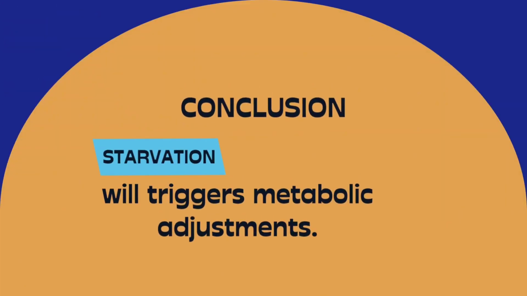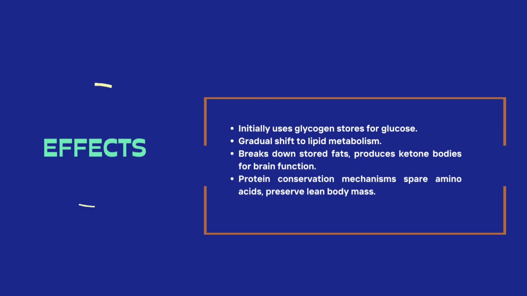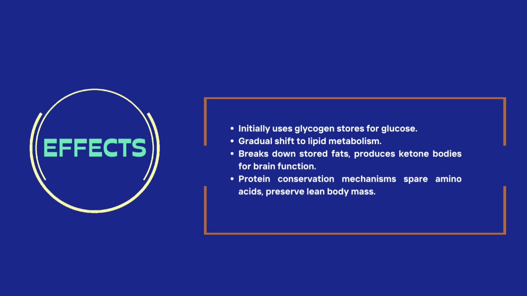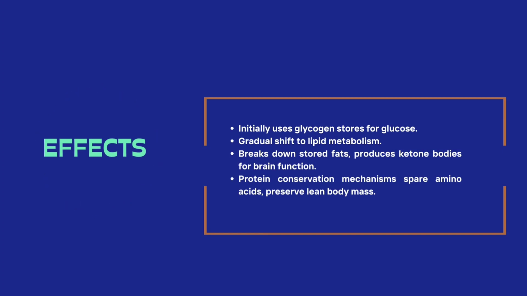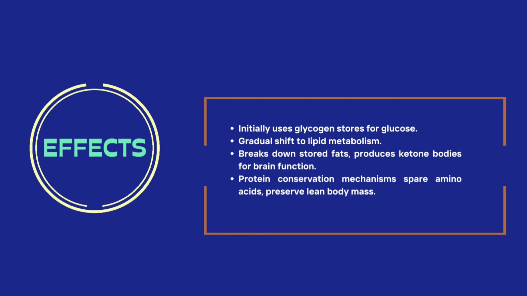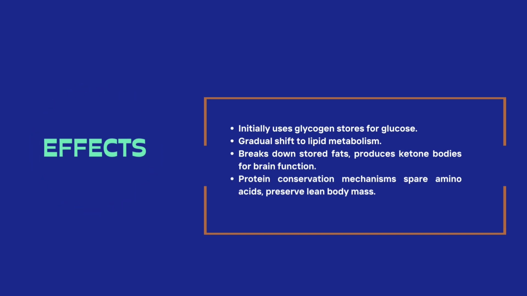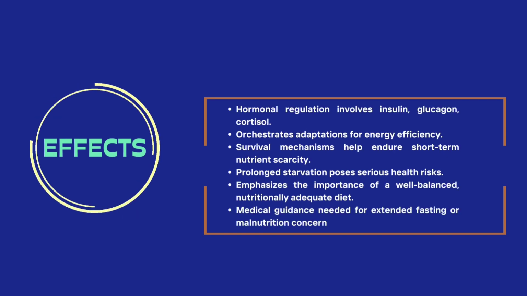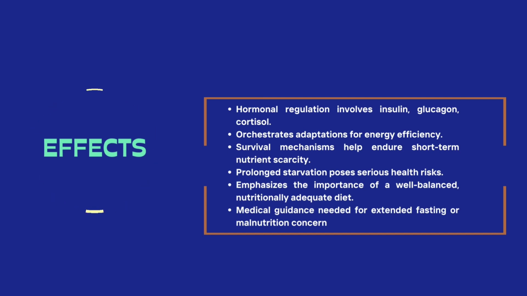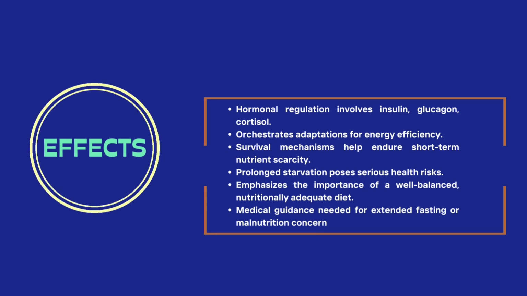In conclusion, during starvation, the body undergoes intricate metabolic adjustments to cope with the absence of regular food intake. Initially relying on glycogen stores for glucose, the body gradually shifts to lipid metabolism, breaking down stored fats and producing ketone bodies to sustain critical function, particularly in the brain. Protein conservation mechanisms prioritize sparing amino acids and preserving lean body mass. Hormonal regulation, including the roles of insulin, glucagon, and cortisol, supports this adaptation to enhance energy efficiency.